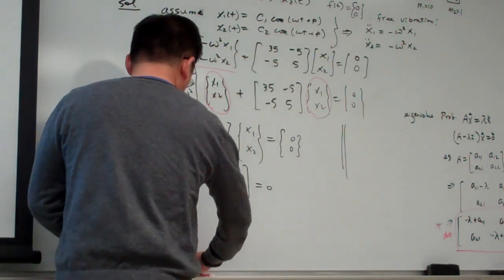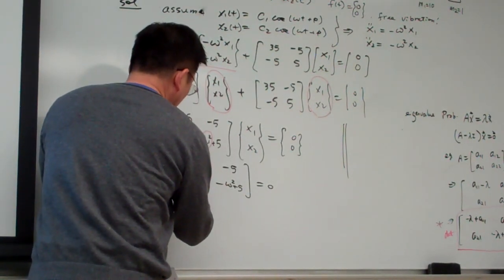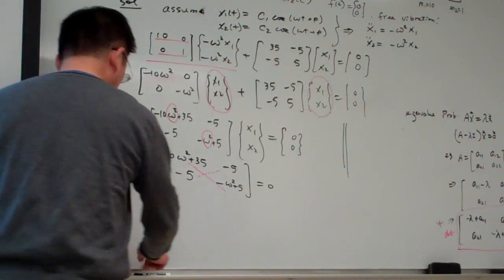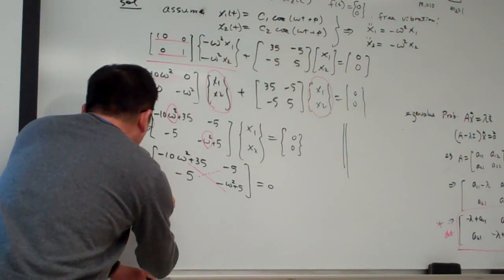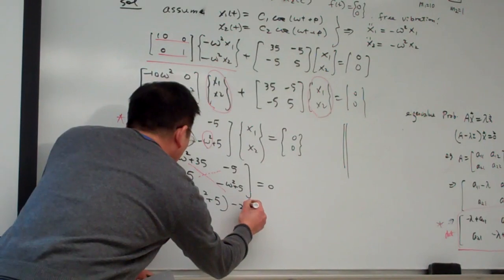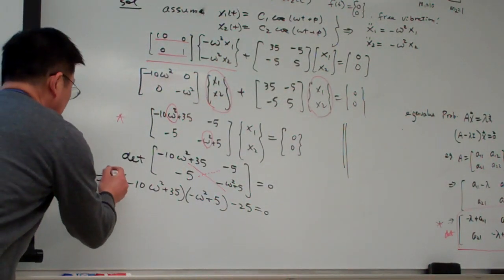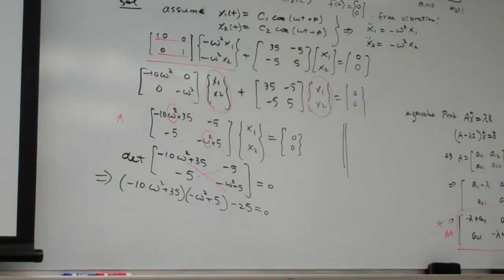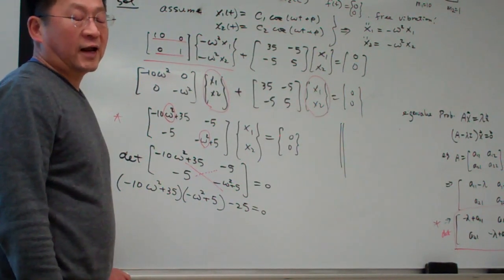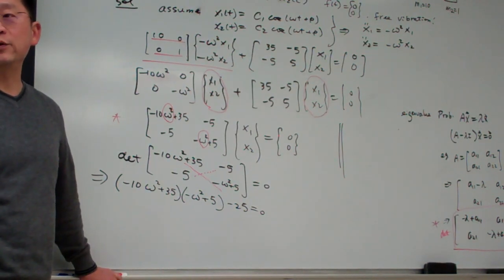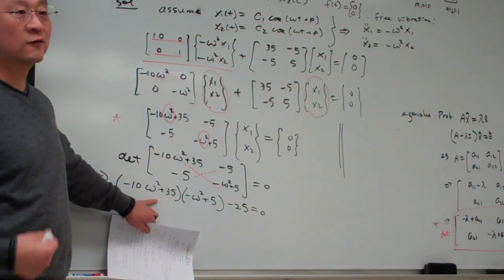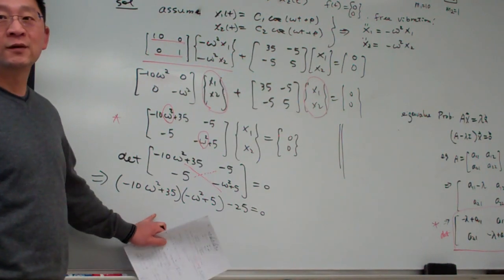This is the multiplication of the two terms minus the multiplication of the other two terms, for a 2 by 2 matrix. So that means: minus 10 omega squared plus 35, times minus omega squared plus 5, minus 25 equal to 0. Be careful on this equation. Like I said, engineers are expected to be perfect, with no mistakes in any calculations. Even I make mistakes quite often here, so be careful.